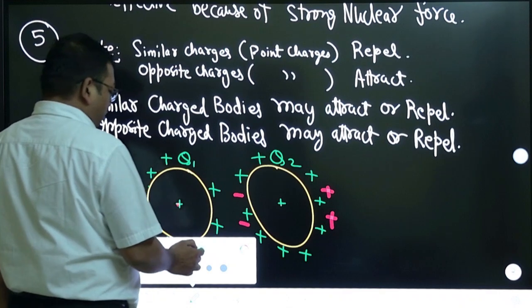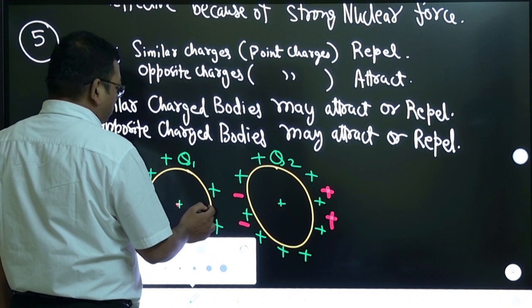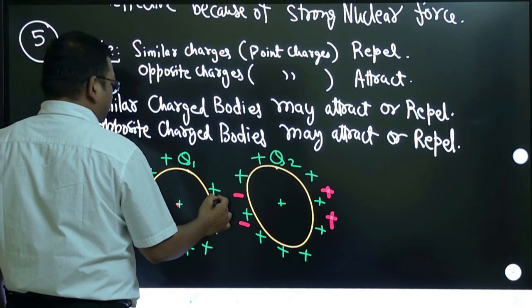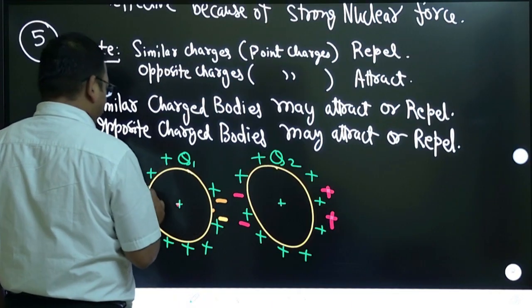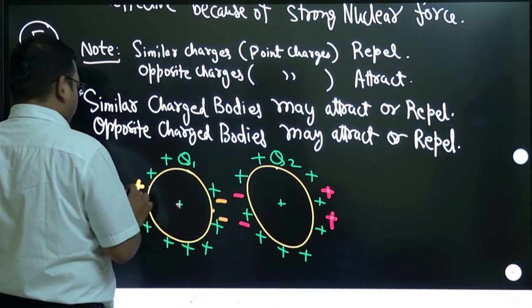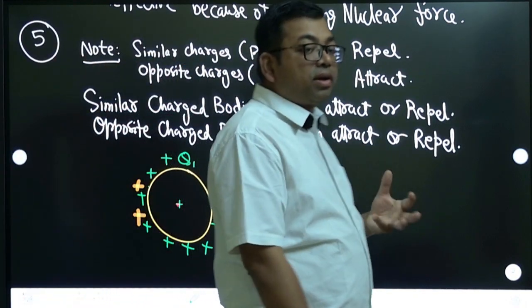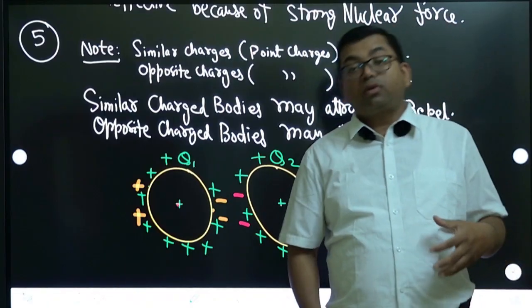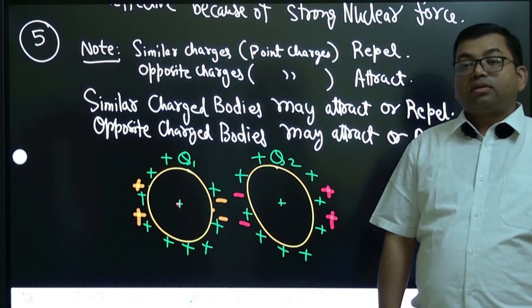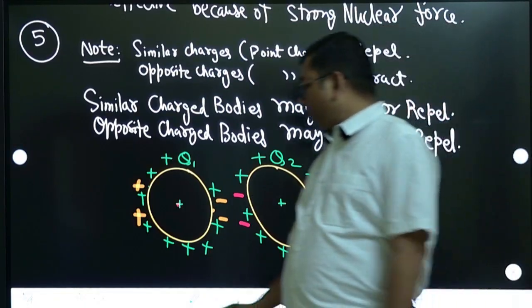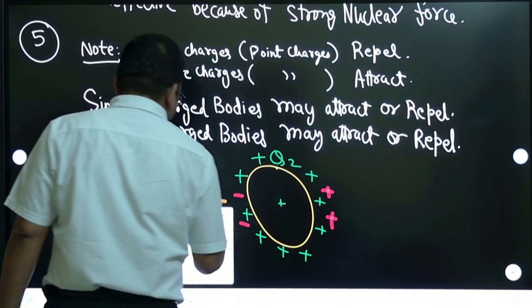Similarly, due to this body, opposite charges may be induced here, minus minus, and here plus plus will come. So we should note that the induction effect can happen for large size bodies, which are not point objects. Now here, let's understand what will happen.